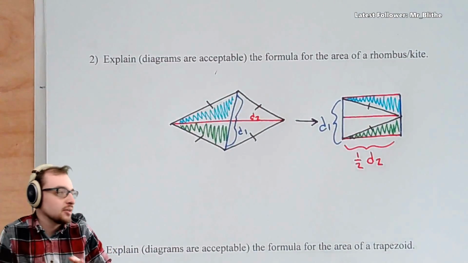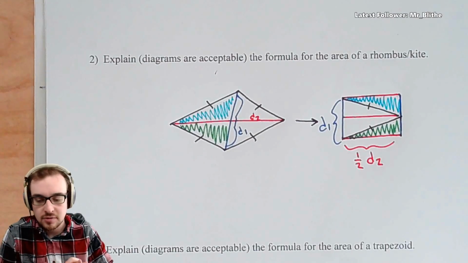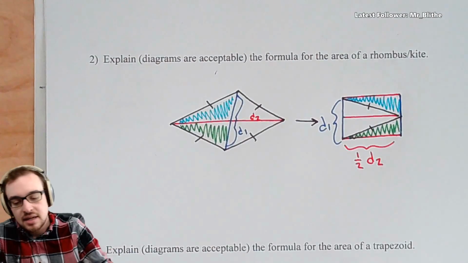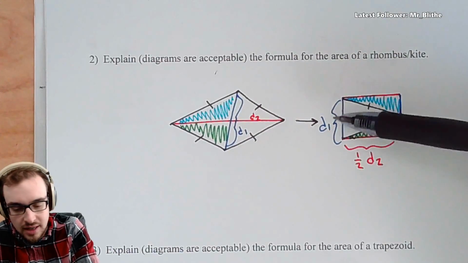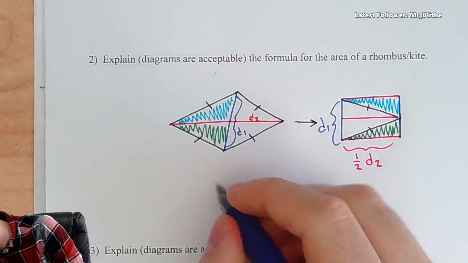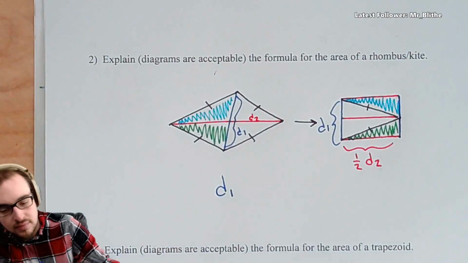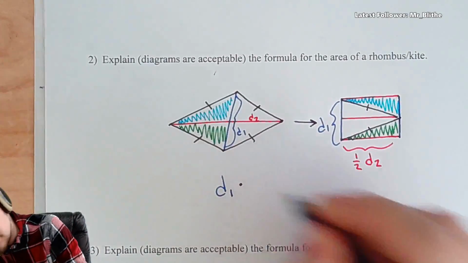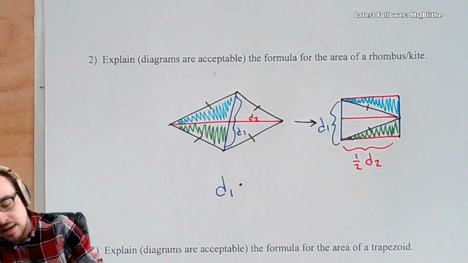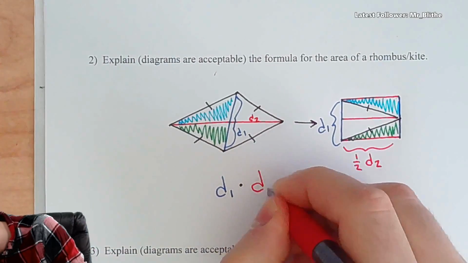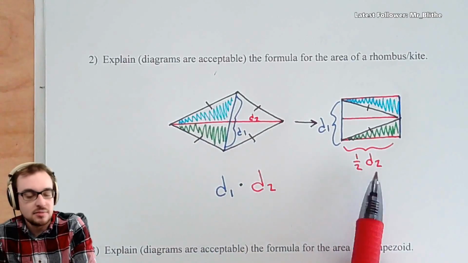Now, we know this is a rectangle now, or a parallelogram of sorts, right? At least that. And then we know that base times height is what we got to do. Well, our height is D1. And our base is D2 times a half. Now, I can do that in any order. I'm going to do D2 first, so D1 times D2.